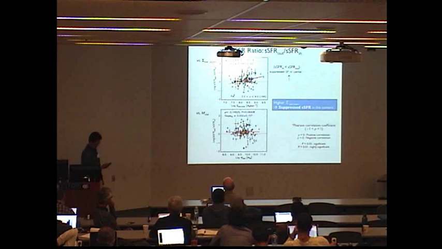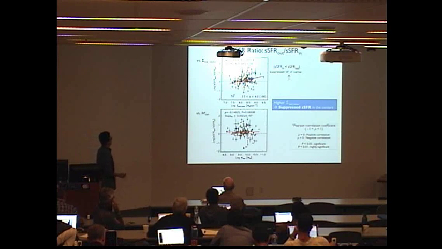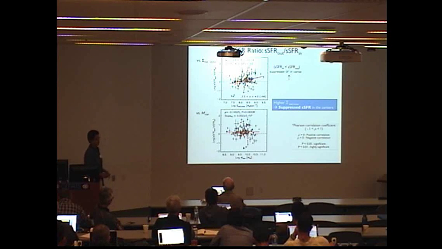And this is the key figure of my analysis. I measure the specific star formation rate ratio, which is the specific star formation rate, SSFR, from the outer region divided by SSFR from the inner region. And then I want to see how this SSFR variation is correlated with these two physical quantities, which are considered closely related to galaxy quenching.